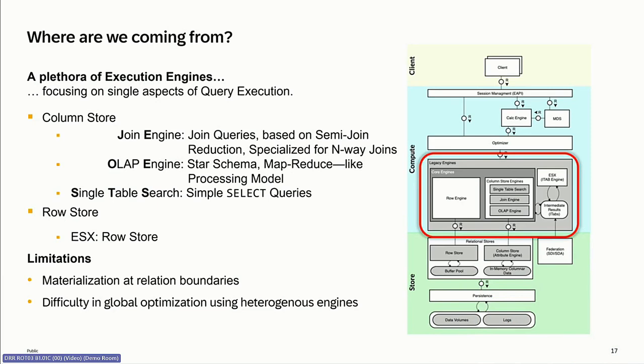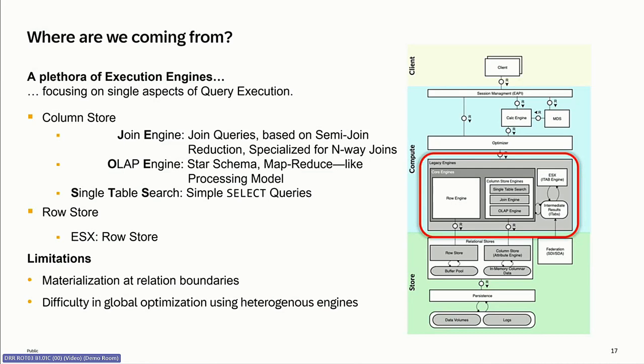There was the join engine, which focused on n-way joins, so it was highly optimized for that and was based on the concept of semi-join reduction. Then there was the OLAP engine, which was rather focused on star schemas, with a MapReduce-like processing model as the underpinning. And because the other engines had quite a lot of overhead for simple OLTP queries, we had the single table search, which tried to reduce the overhead of the other 2 engines. For the row store, the second persistence model, we also had another engine, ESX. And all of those engines were able to communicate with each other via so-called internal tables. Mohamed already mentioned that.